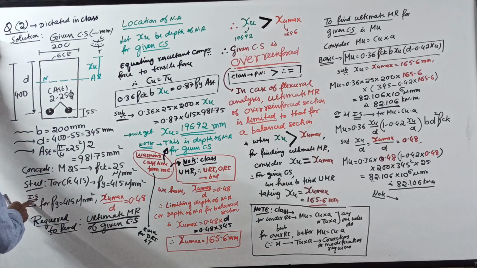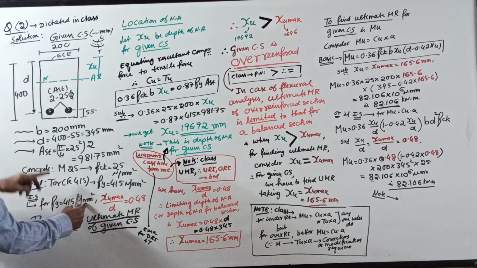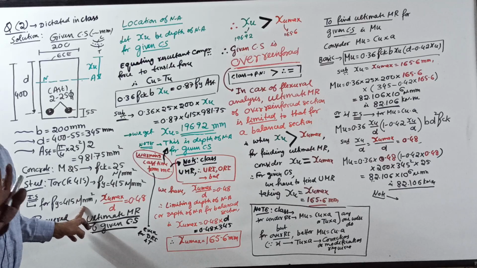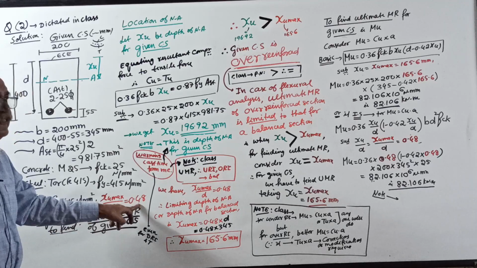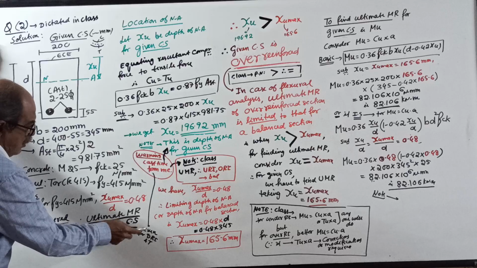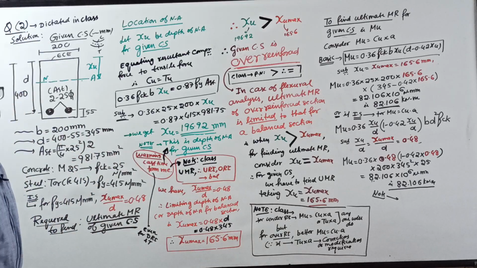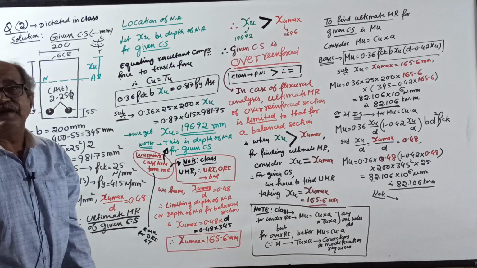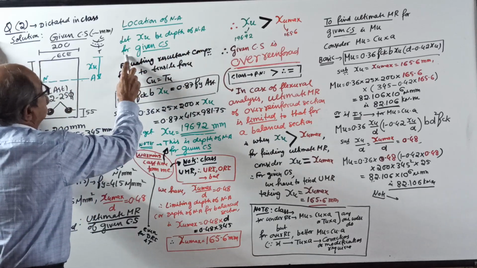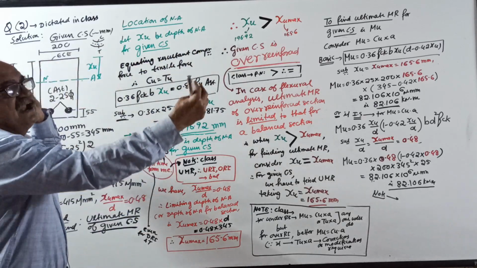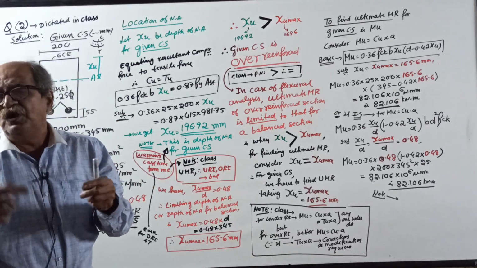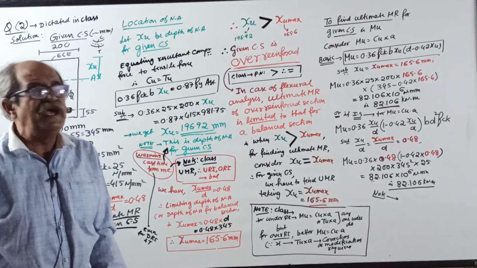Then continue. As per IS code, for Fy equal to 415, I told earlier, 250, 415 or 500, you do not have to calculate. The table is there. XU max by D, in red color, is 0.48. Required: to find ultimate MR of the given cross section. First step: green color means actual depth for the given section. Let XU be the depth of neutral axis for the given cross section. Equate resultant compression force to tension force: 0.36 FCK into B into XU equals 0.87 Fy into AST.